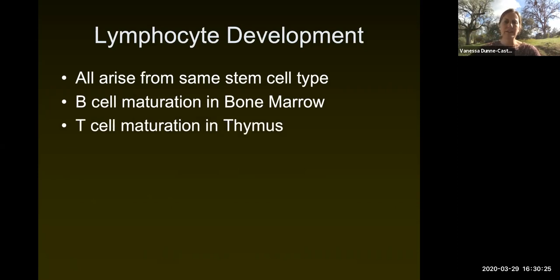Again, just to reiterate, all of them come from that exact same pluripotent stem cell, and then the lymphocytic stem cell for B and T cells. B cells will mature in the bone marrow, T cells mature in the thymus.